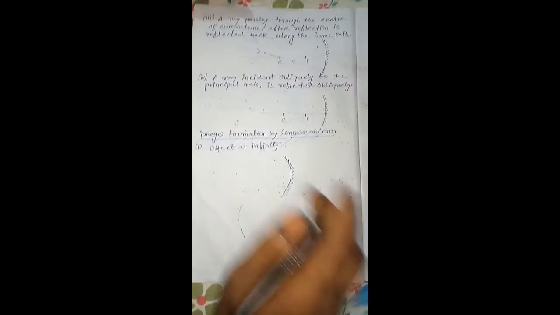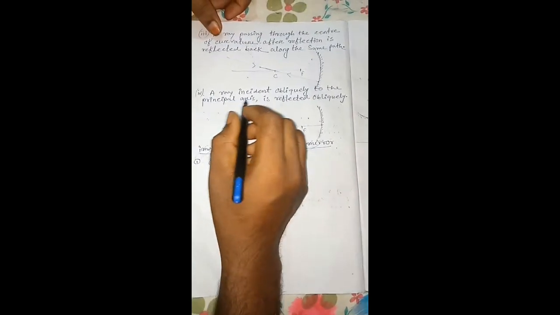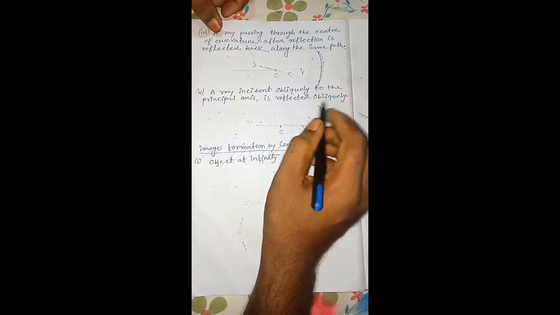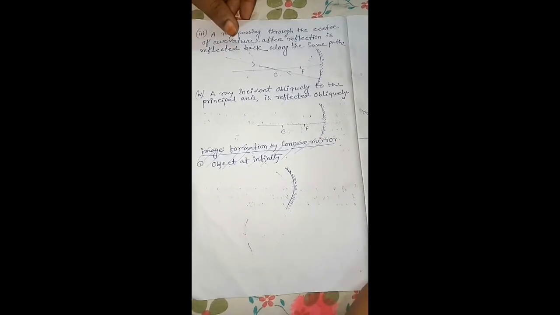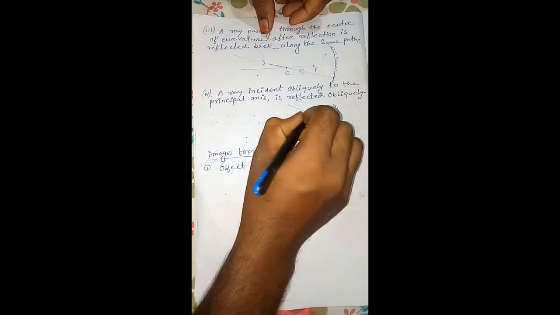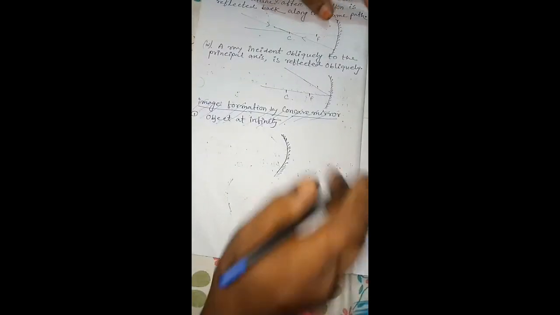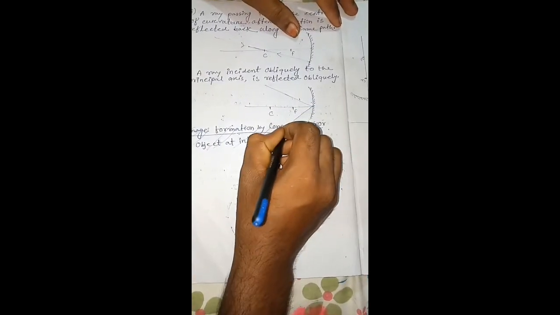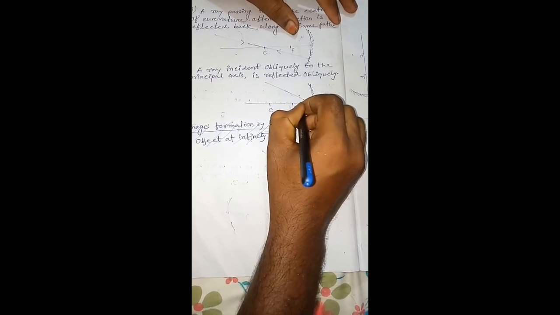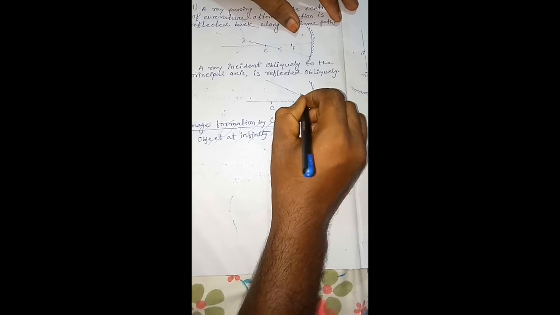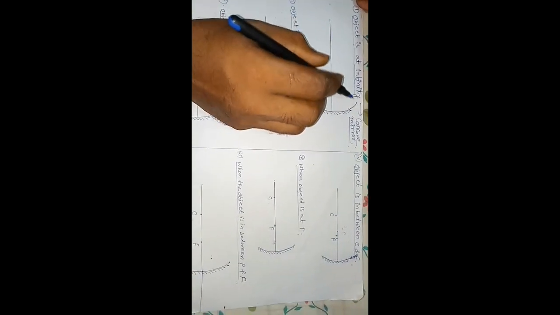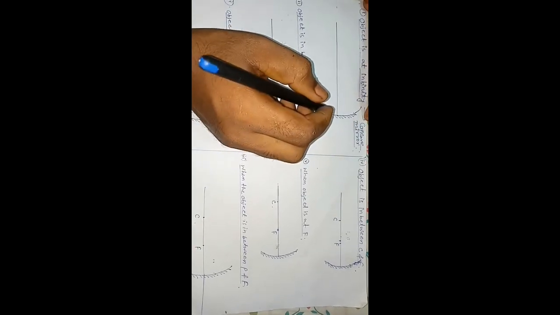Now rule 4: if a ray incident obliquely to the principal axis is reflected obliquely, this rule follows the law of reflection, that is, the angle of incidence is equal to the angle of reflection, that is, angle i is equal to angle r. Now we will draw the ray diagram for concave mirror for different positions of the object.